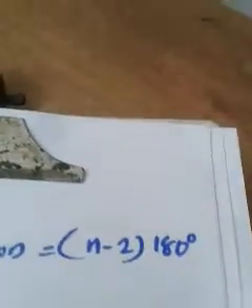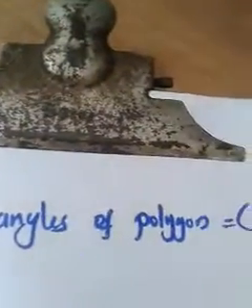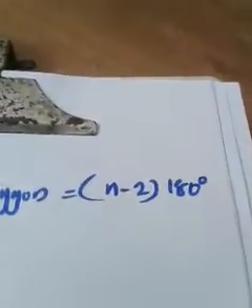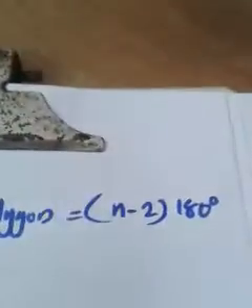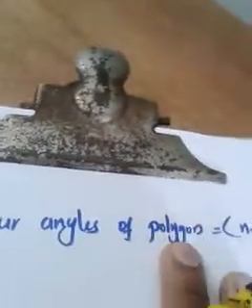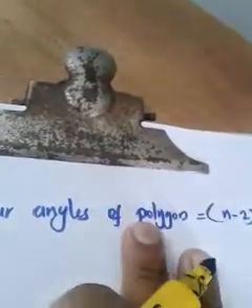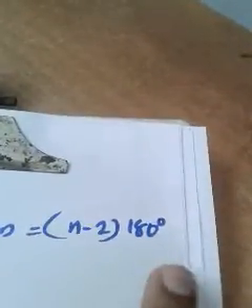Just join with me. This is the formula. Sum of interior angles of a polygon is given by (n minus 2) into 180 degrees. Once again, sum of interior angles of a polygon is given by what? (n minus 2) into 180 degrees. This formula is applicable in all cases of any polygon, with any number of sides. This formula will hold. So in order to calculate the sum of interior angles of any type of polygon, you can use the formula (n minus 2) into 180 degrees.